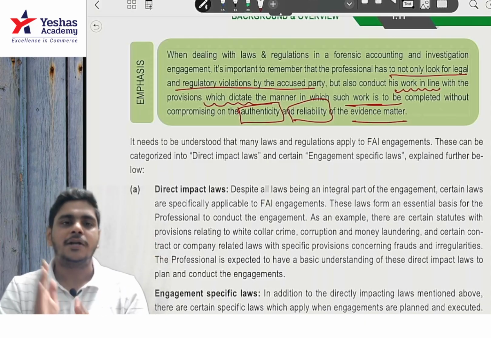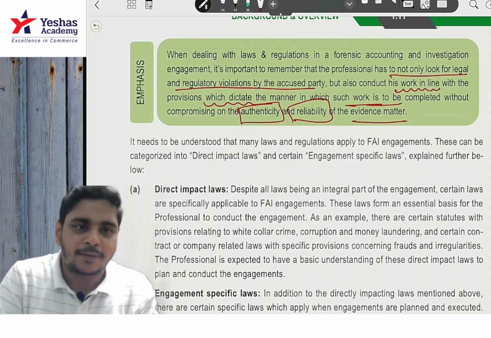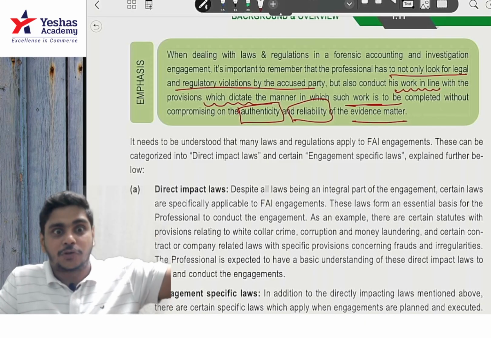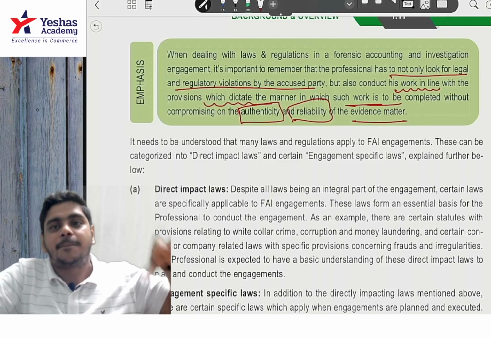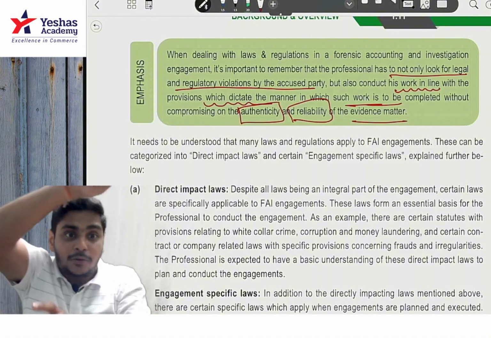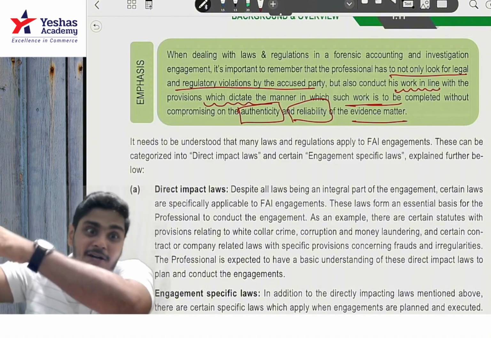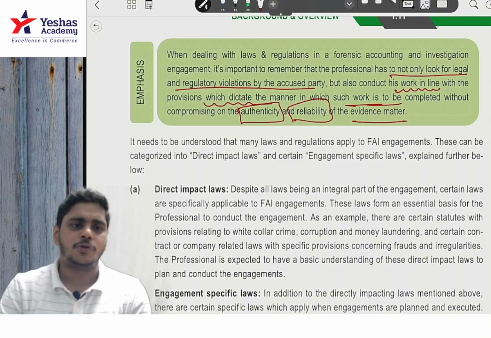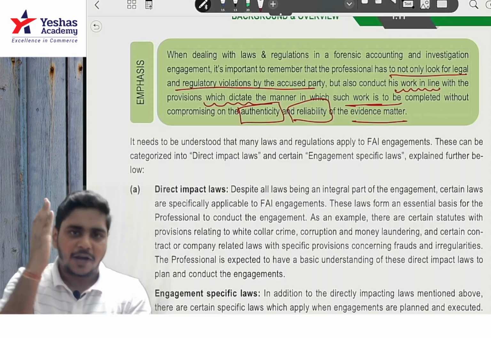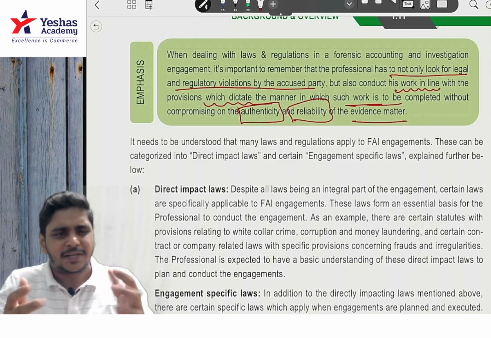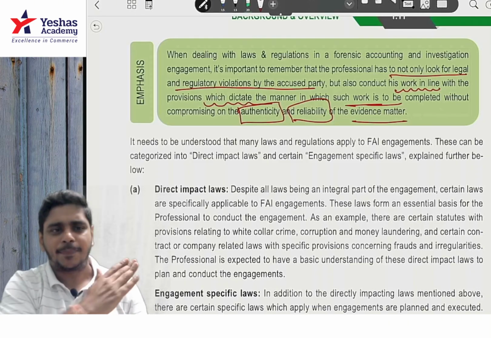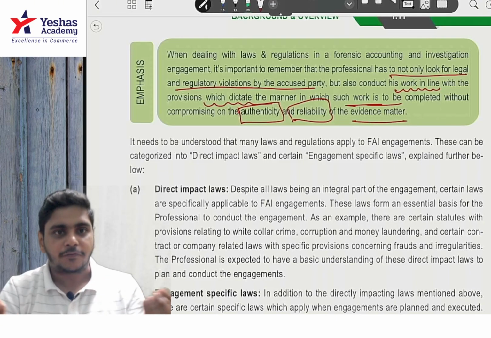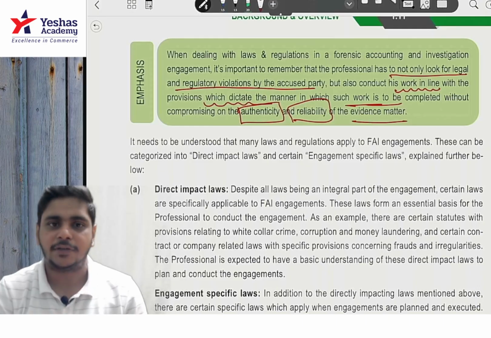That means you can't beat somebody, you can't arrest somebody. Arresting power is not with you, it is with the court. So you need to go to the court, prove in the court that the person has committed a fraud. Then only the police will come and arrest. You can't just snatch away. Now if you want to ask some questions to somebody, okay, where were you? How did you log into your PC? Why did you log into the PC at night? Whatever question you want to ask, you can't slap him, you can't abuse him. Why? Because you have to do it without compromising the authenticity and the reliability of the evidence matter.